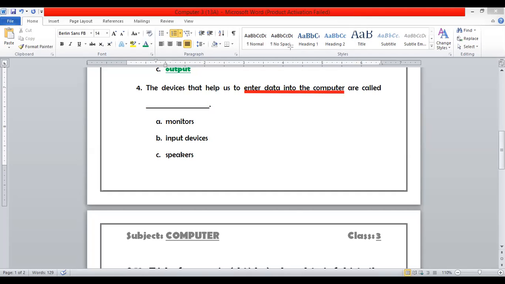Okay, Abdullah Al Zulum. Yes, Abdullah, are you there? You can unmute yourself now. Tell us the answer, please. The devices that help us to enter the data are called input devices. Okay.